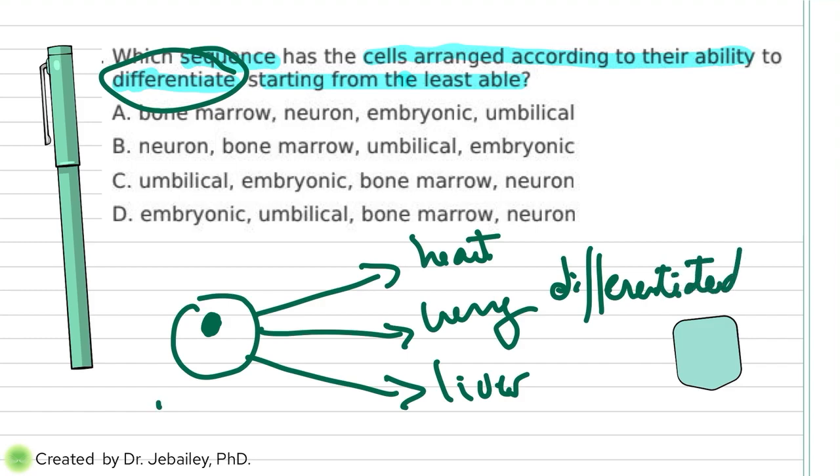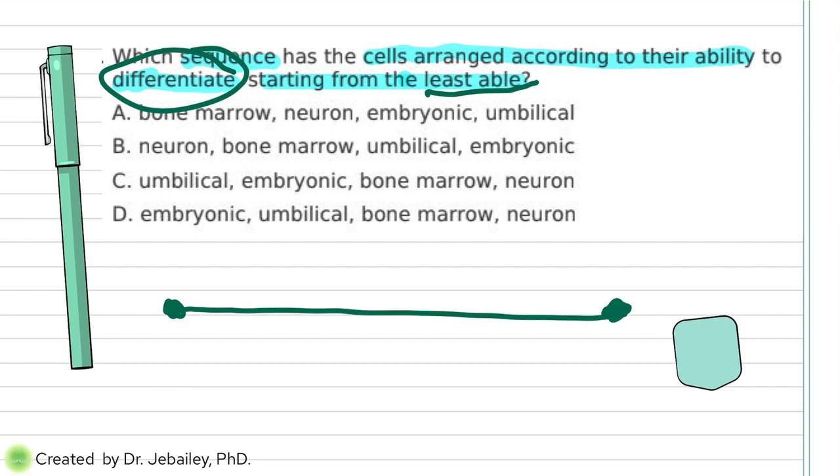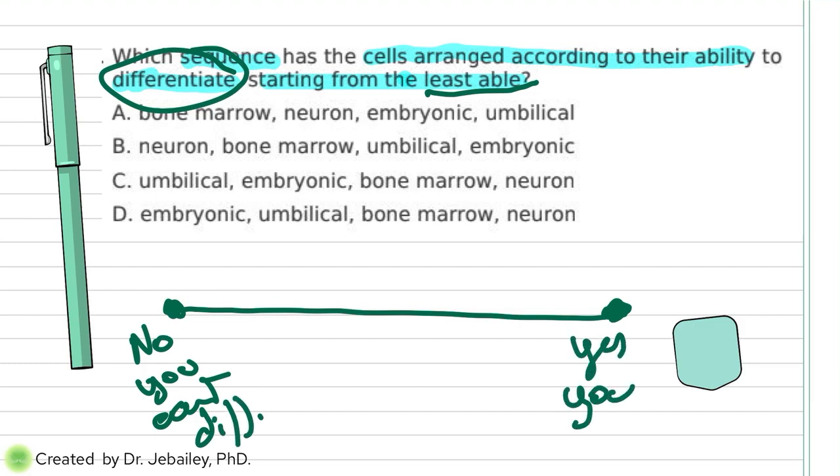And this one, still no specific job. So they're saying to make a sequence and arrange according to the ability to differentiate. That means starting from the least able. That means the one that cannot differentiate to the one that can differentiate. So if you had to put on a line, how would it be? It would be a line like this, right? So you want to go from here where it's starting from the least able. So this means no, you cannot. You can't differentiate. And here, yes, you can.